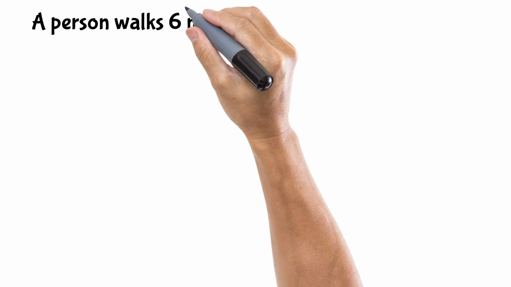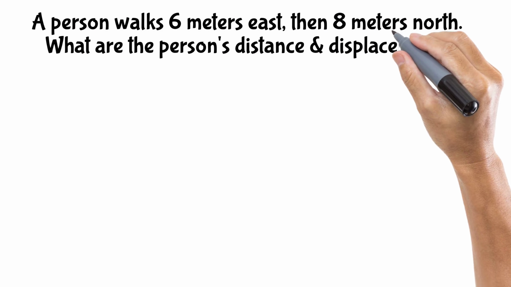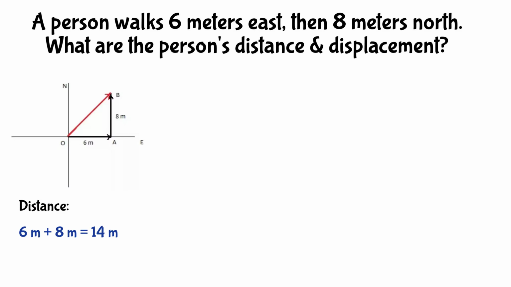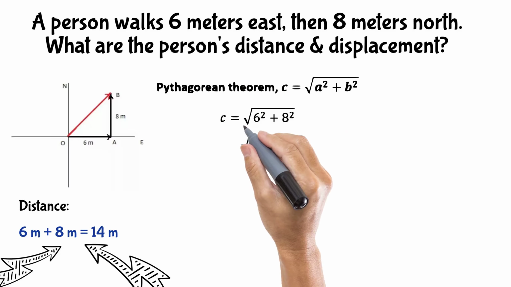Second example. A person walks 6 meters east, then 8 meters north. What are the person's distance and displacement? First, let's find the distance. Since distance is a scalar quantity, we simply add the total path traveled. 6 meters plus 8 meters equals 14 meters.